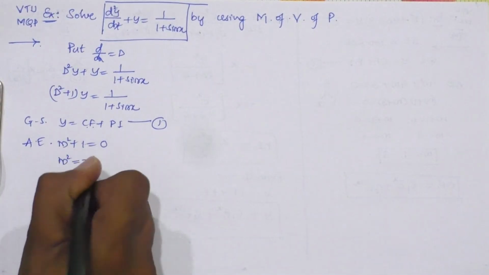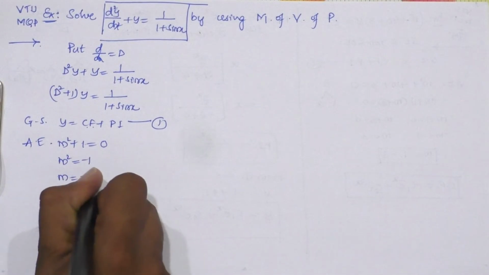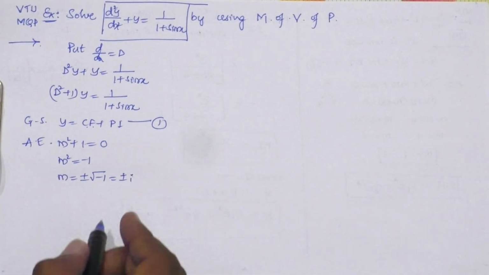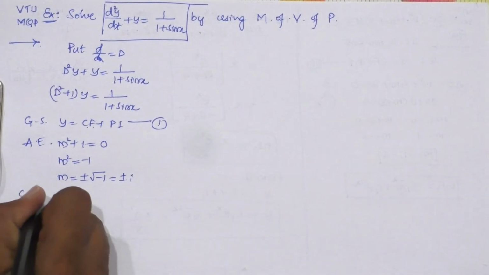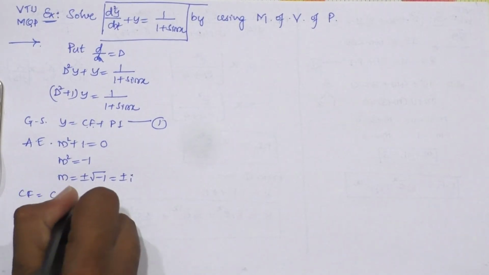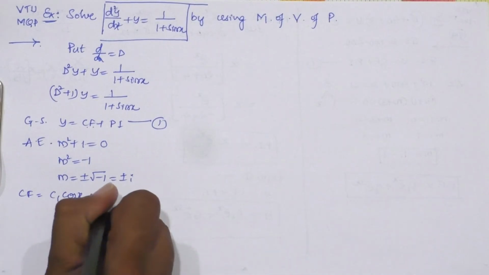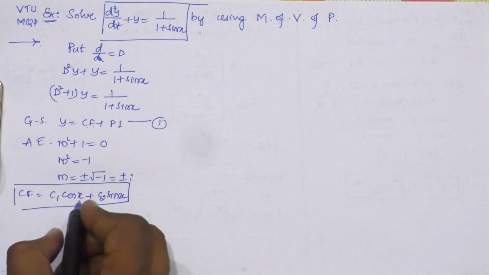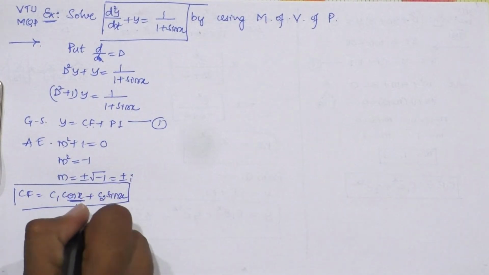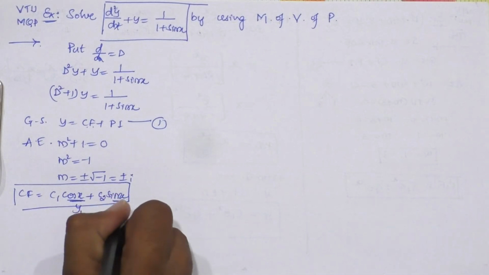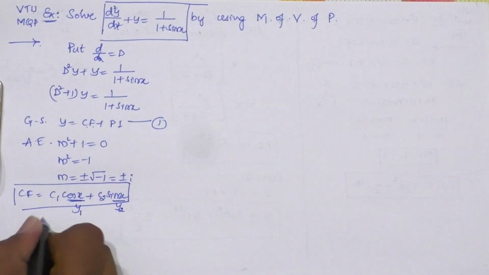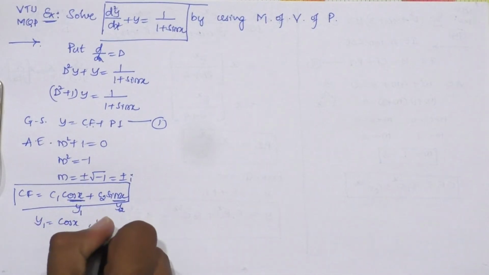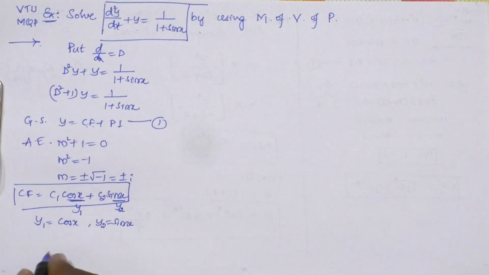So m² = -1, m = ± √(-1), which is ± i. Now ± i means CF is C1 cos x + C2 sin x. So we got half of the solution. Here identify cos x as y1 and sin x as y2.